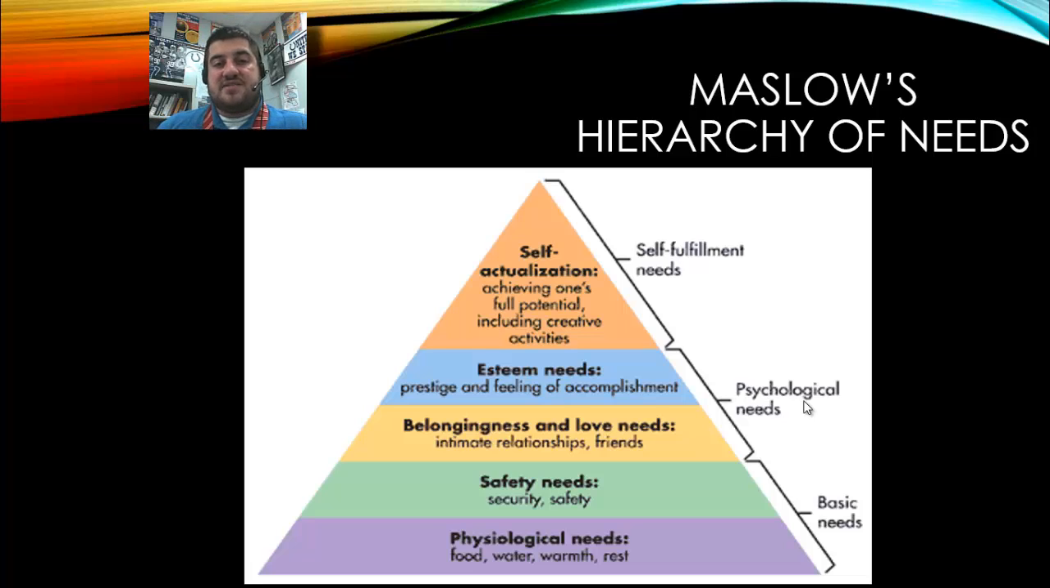Once your basic needs are met, you can focus on your psychological needs, which are the needs of belongingness and love and esteem. And then finally, once all of those needs are met, you can work on your self-fulfillment needs, which is trying to reach self-actualization. And this is the pyramid known as Maslow's hierarchy of needs. I would draw it.